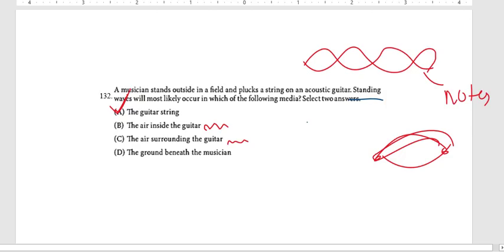The ground beneath the musician. That's going to just dampen and cause the sound to go away. So we're going to get rid of that. It's this. Standing waves most likely occur. That's kind of like where are they created. The string, this is a wave on a string. That's what the guitar string does. And then it changes the air around it, which would be inside the body of the guitar. So this one is A and B. These are your right answers.